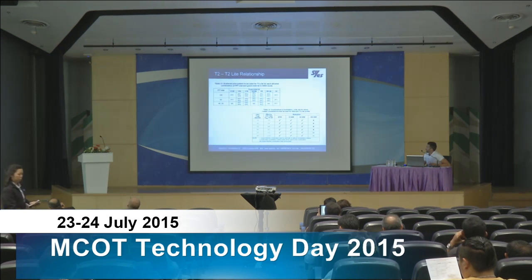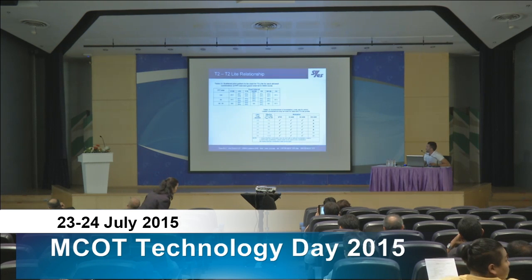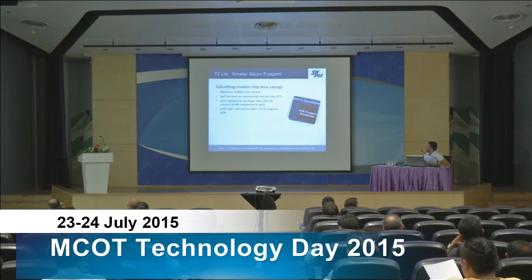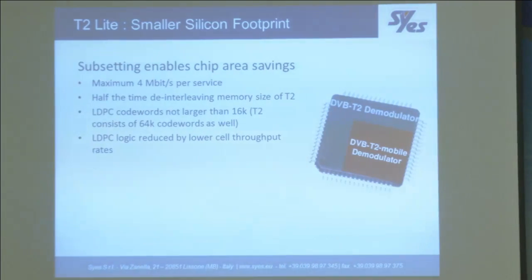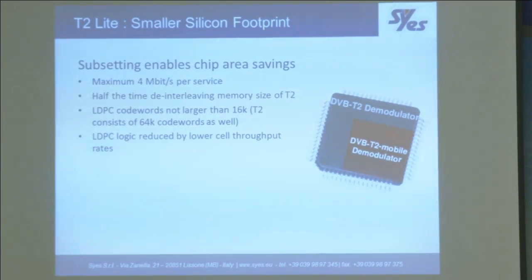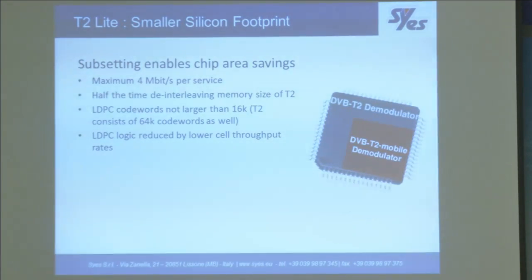This is the subset used in DVB-T2 Lite. As we can see, the subset is much smaller than the subset used in DVB-T2. In this way, it is possible to reduce the silicon occupancy of the chip, since we reduce the memory for interleaving, the LDPC code words are reduced, and so is the throughput inside the chip. Reducing the LDPC will lead to less power consumption.